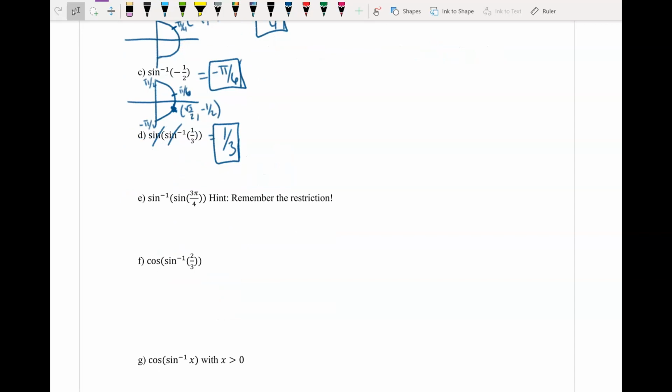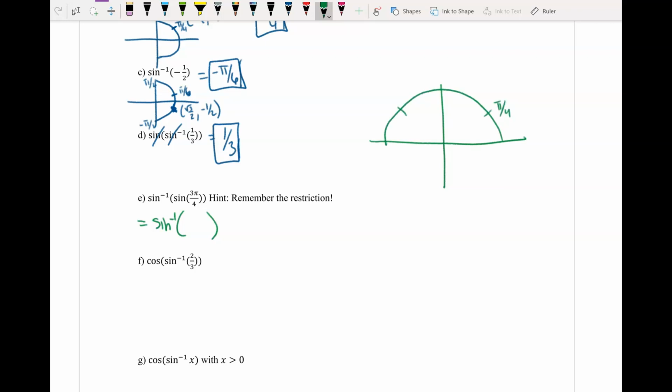Well, sine of 3 pi over 4, let's try to think about what that looks like. If you remember your unit circle, 3 pi over 4 is going to be over here. Here's pi over 4, pi over 2, 3 pi over 4. And at this point, it's negative square root of 2 over 2, square root of 2 over 2. So the sine here will be the square root of 2 over 2. And now we got to find the sine inverse of square root of 2 over 2.